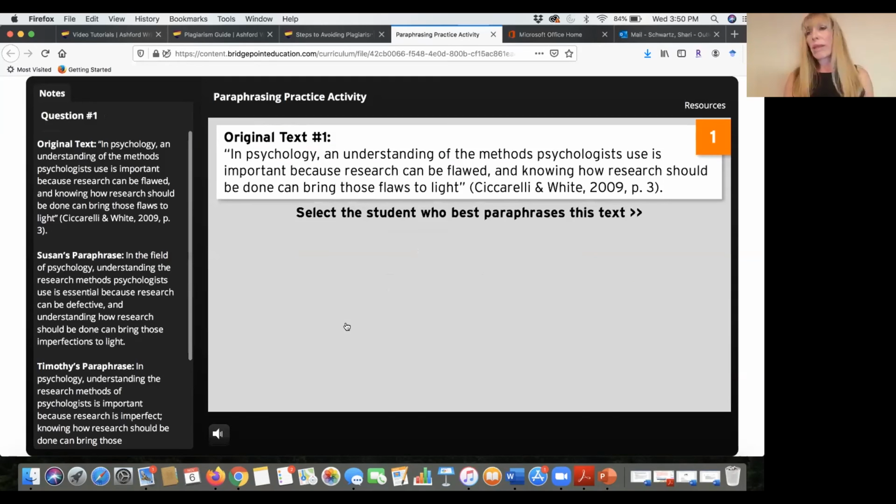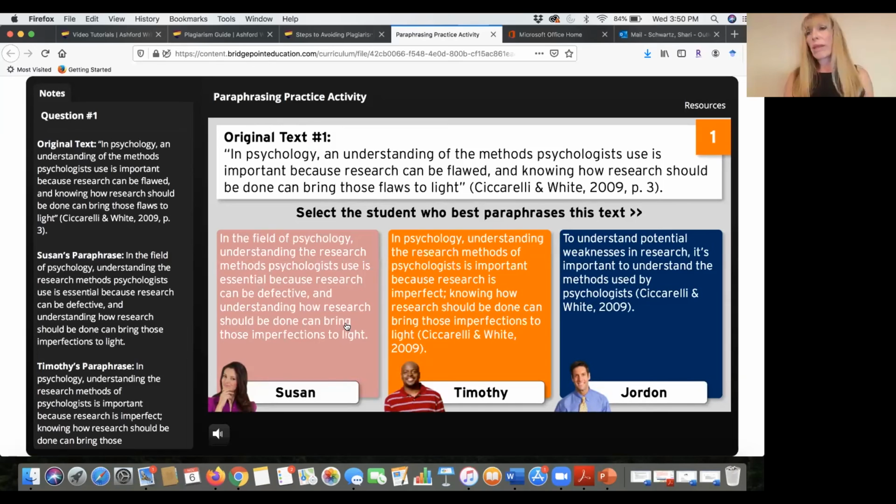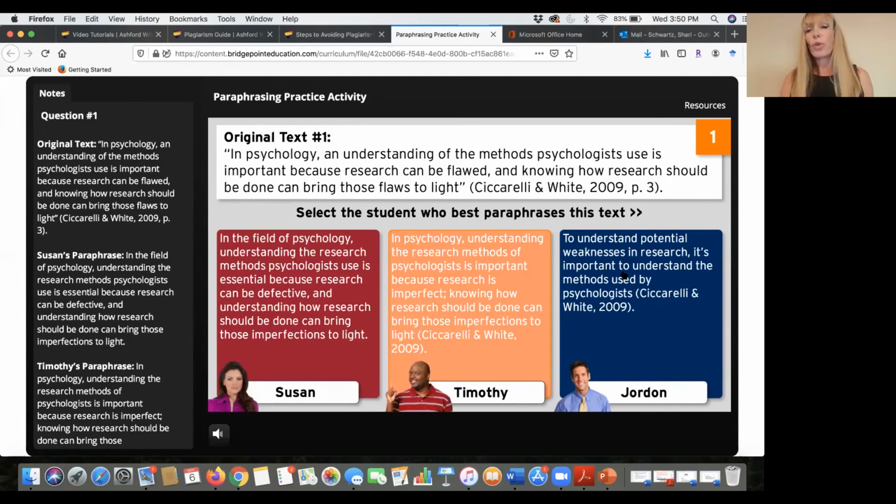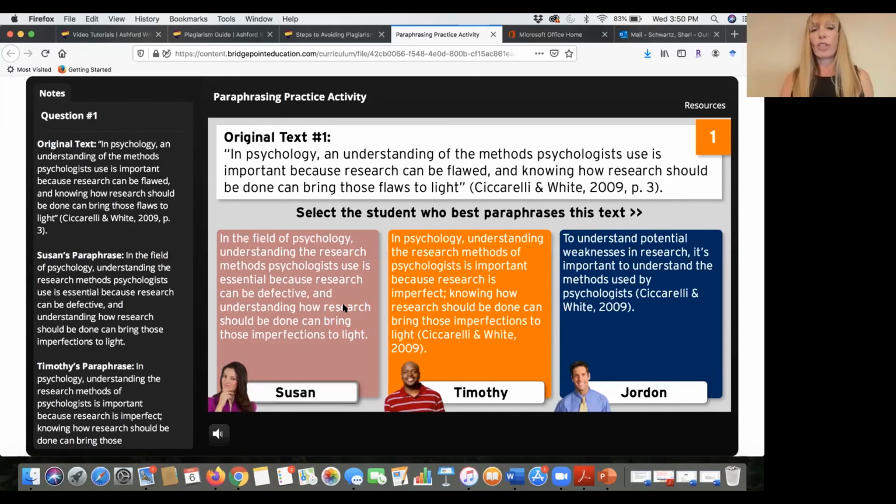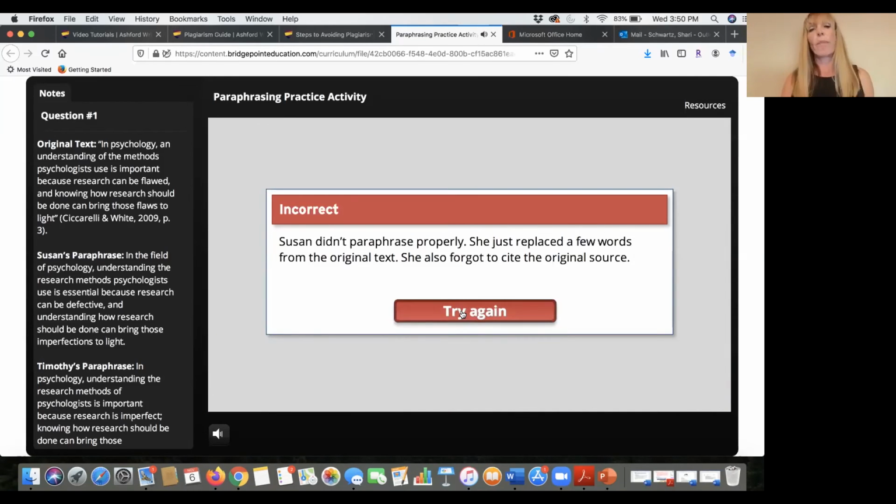And this is fantastic because really what we find, as Adam said, is basically that students are really not understanding that if you only change around a few words, that's not paraphrasing at all, as a matter of fact. And so this is an interactive activity where they can see a paragraph of text, and then they get to choose the student who best paraphrases it. And so Susan didn't paraphrase properly. Right?